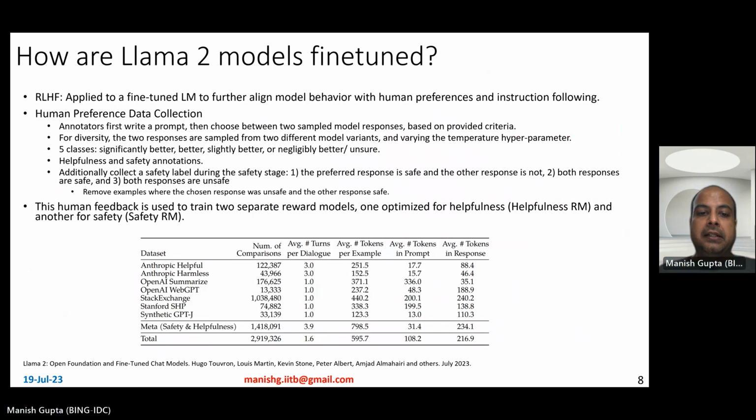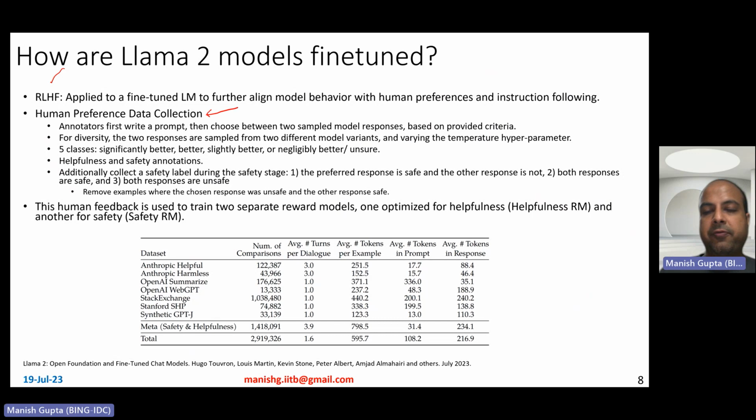So the second part of model fine-tuning is using RLHF. Typically RLHF is applied to fine-tune a language model to further align the model behavior with human preferences and instruction following. Basically the idea is to align the model behavior such that it behaves like a human. To be able to do RLHF, of course, you need to collect human preference data.